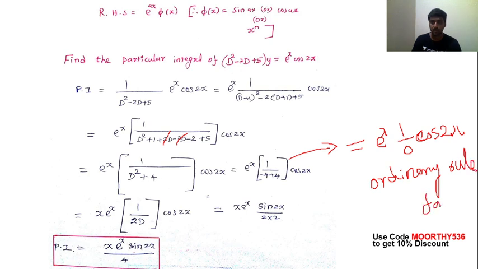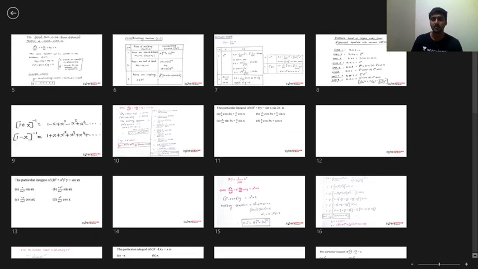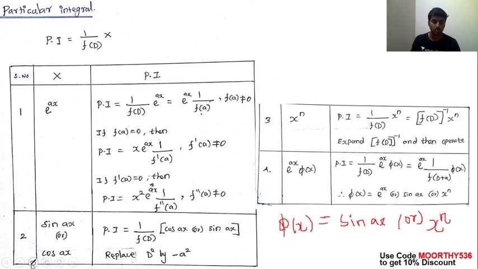Ordinary rule fails because the denominator is equal to 0. If the ordinary rule fails, that is f dash of a is equal to 0, we know the procedure to apply here. When f of a in the denominator is equal to 0, we have to multiply by x in the numerator. Then we have to differentiate the denominator one time with respect to D. Again we have to operate as per the cos 2x format.